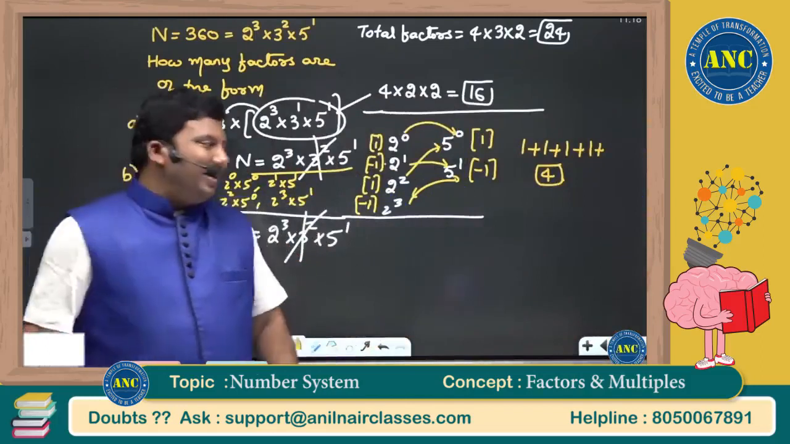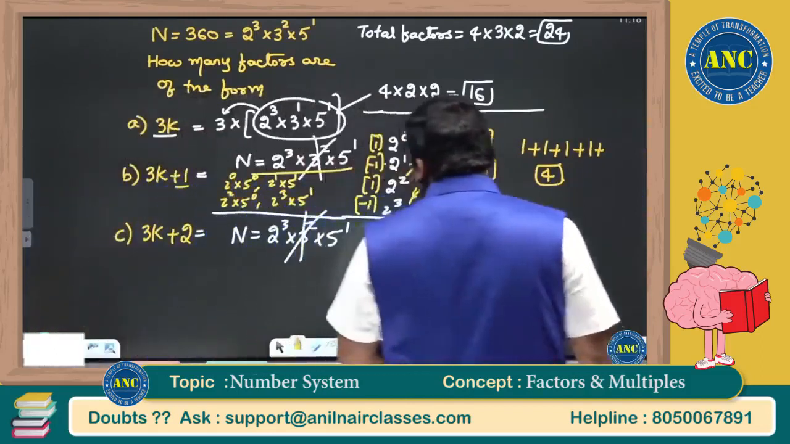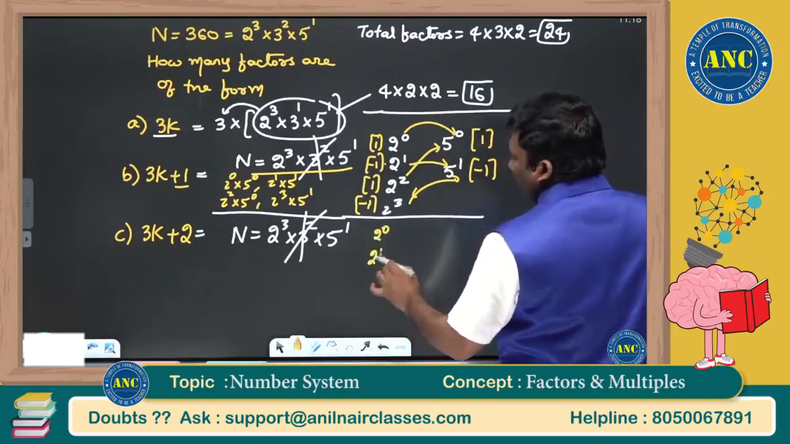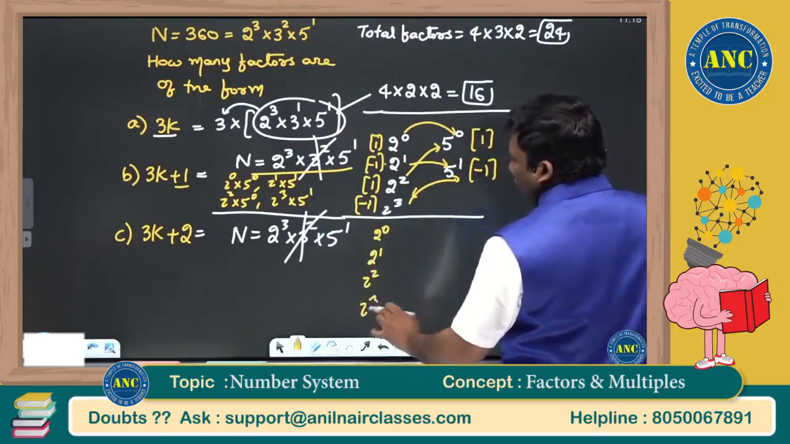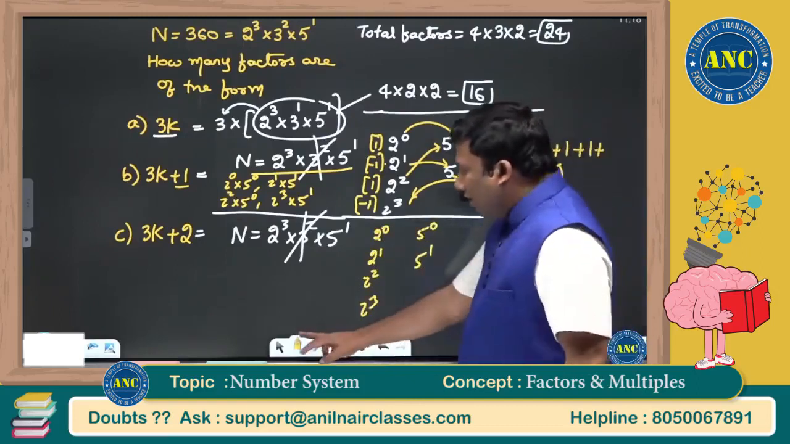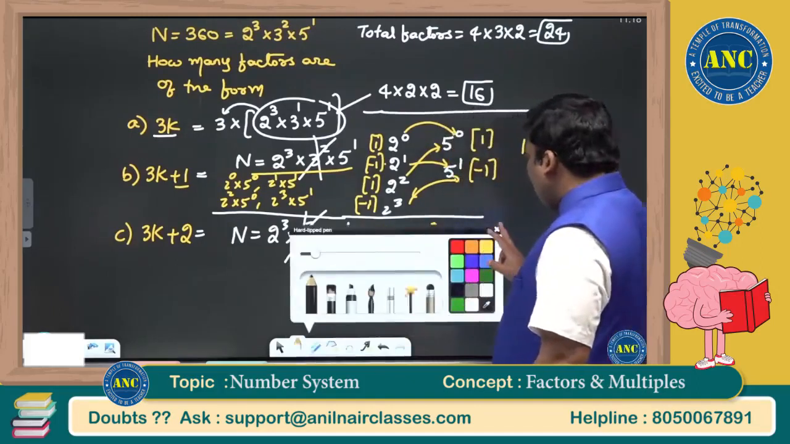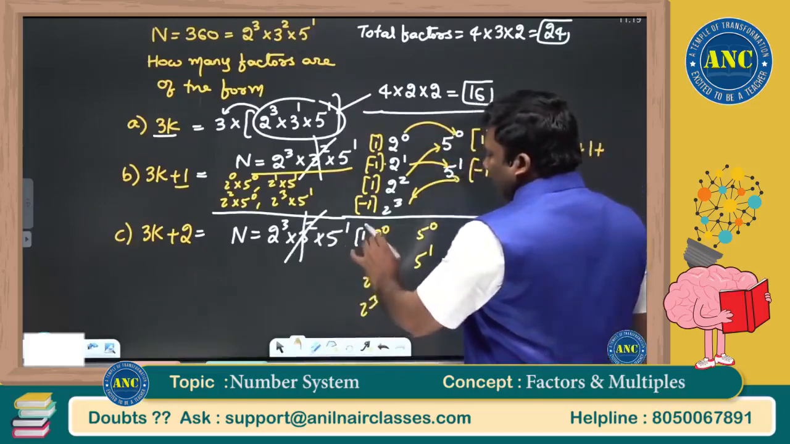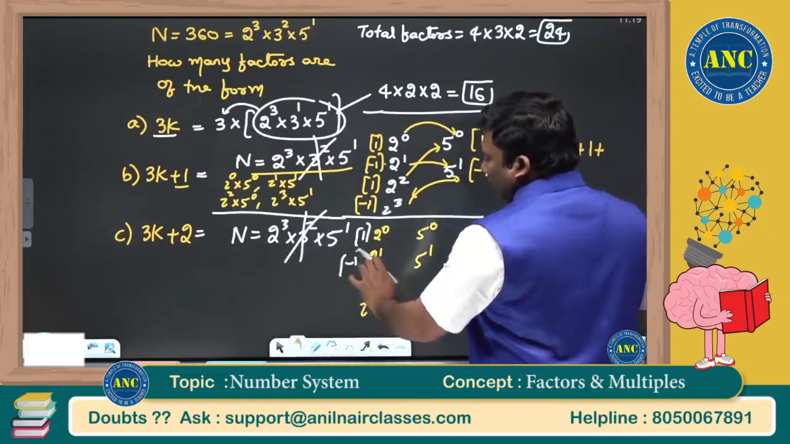I hope the idea is clear. Similarly, here also we will do it. 2 power 0, 2 power 1, 2 square, 2 cube, 5 power 0, 5 power 1. I need to get 3k plus 2. 2 divided by 3, 1. 2 divided by 3, minus 1.